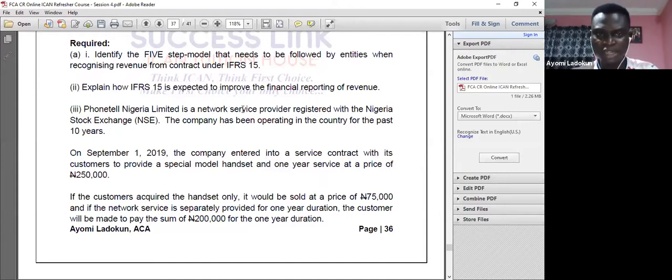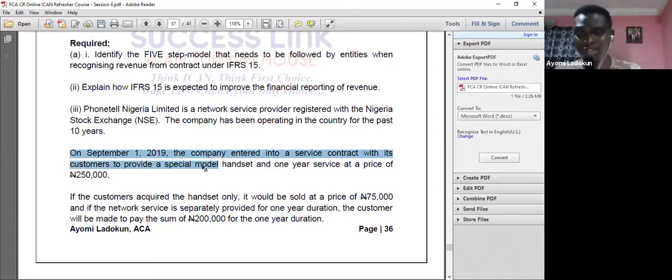Fontel Nigeria Limited is a network service provider. I'm still reading that one. It said on 1st September 2019, just like today, we're in 2020, 1st September. Sorry, happy new month, my people. I didn't even greet you. Even you two did not greet me. So the company entered into a service contract with its customer to provide. Can you see that? That is the contract with the customer. Is that okay? Then identify the separate performance obligation.